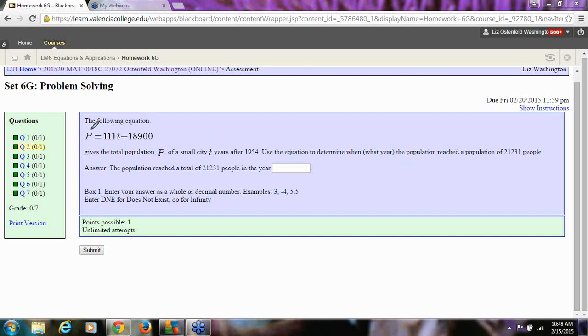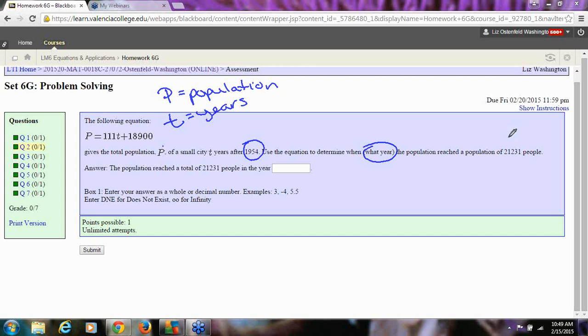Okay, the following equation, P equals 111T plus 18,900, gives the total population. So P stands for population of a small city in T years. So T stands for the years after the year of 1954. Use the equation to determine when, so specifically what year, the population reached 21,231.